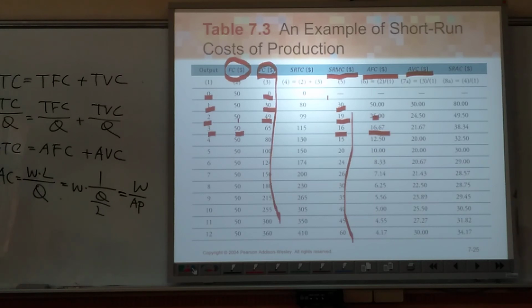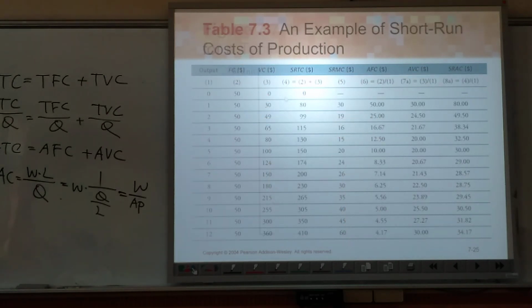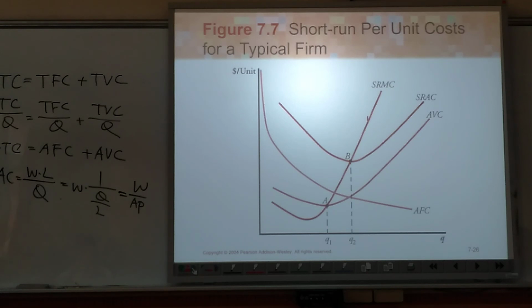So you have to be able to complete a table like this, and there is one homework in the textbook to help you understand what's going on here. Okay, and so now this is what you get. You have short-run marginal cost, short-run average cost, and average variable cost, and here you have average fixed cost.